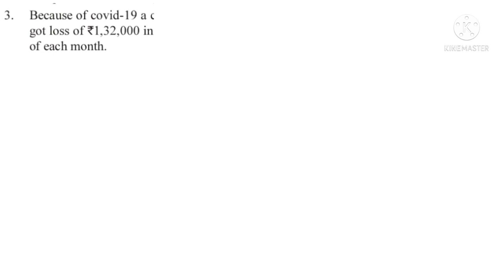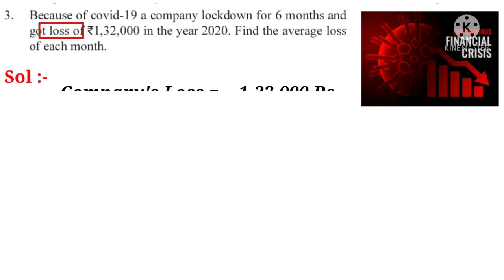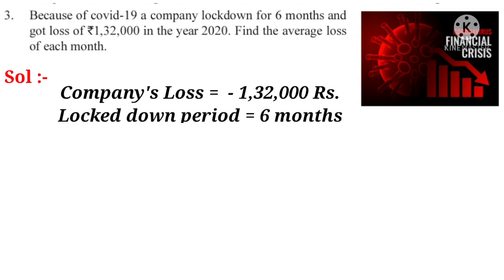Now number 3. Because of COVID-19, a company locked down for 6 months and got loss of 1,32,000 rupees in the year 2020. Find the average loss of each month. Solution. Here observe the word loss. It indicates minus. So company's loss is equal to minus 1,32,000 rupees. Observe the word 6 months. So lockdown period is equal to 6 months. And observe the word average. It indicates we have to do division.